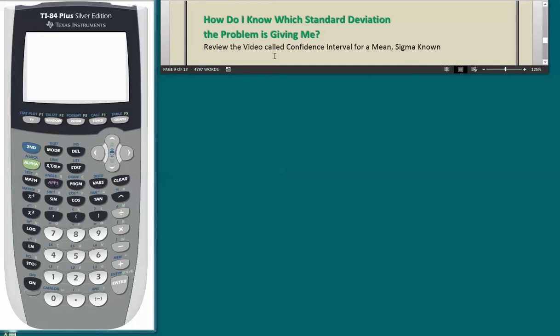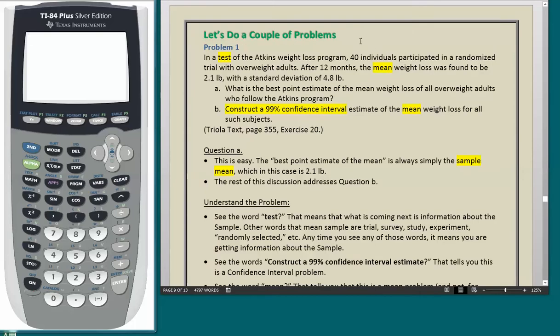How do I know which standard deviation the problem is giving me? Well, we're not going to go through it all again because it is covered extensively in the video called Confidence Interval for a Mean where sigma is known. So review that video and you will see a full presentation on how you read the problem and know which standard deviation the problem is giving you. So believe it or not, we're ready to do a couple of problems.